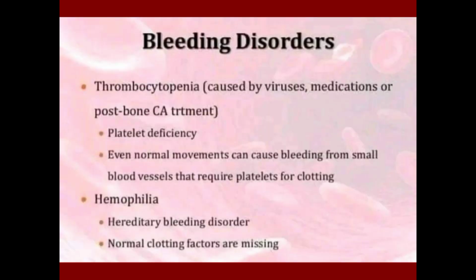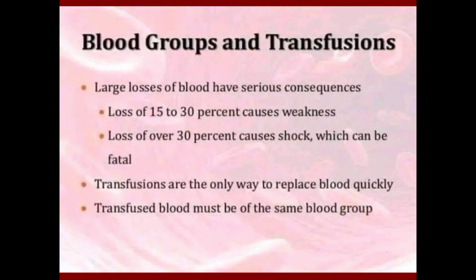What are bleeding disorders? Thrombocytopenia may be caused by viruses, medications, or post-bone marrow treatment. Thrombocytopenia is a condition of platelet deficiency, in which even normal movements can cause bleeding from small blood vessels that require platelets for clotting. The other one is hemophilia. Hemophilia is a hereditary bleeding disorder in which normal clotting factors are missing.